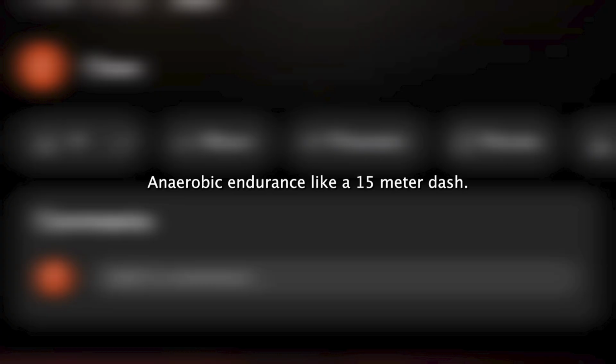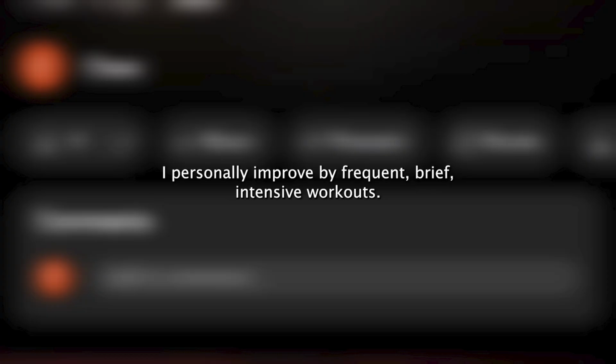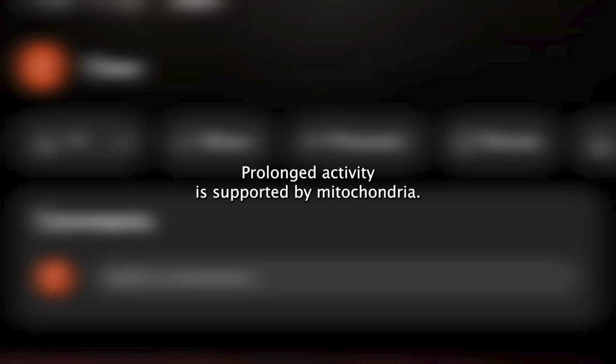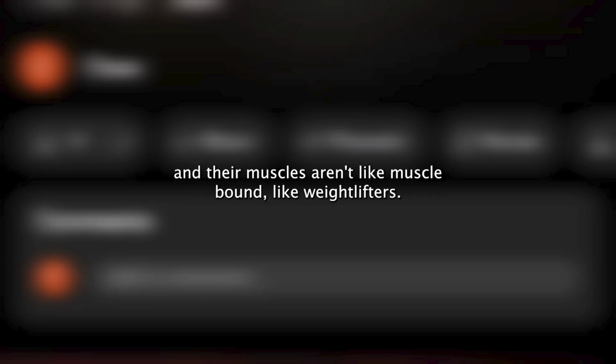Physical conditioning improves power and endurance. Anaerobic endurance, like the 50-meter dash, weightlifting, uses fast fibers and stimulates hypertrophy, improved by frequent, brief, intensive workouts. Aerobic endurance, prolonged activity, is supported by mitochondria. It doesn't stimulate muscle hypertrophy, and training involves sustained low levels of activity. You notice most long-distance runners are pretty thin, and their muscles aren't like muscle-bound, like weightlifters.